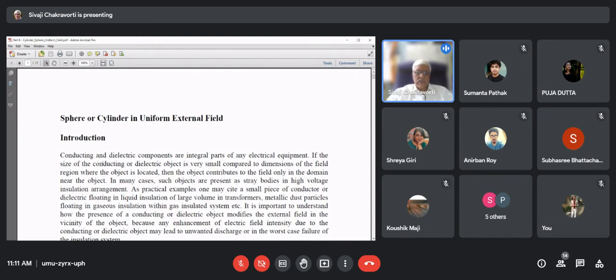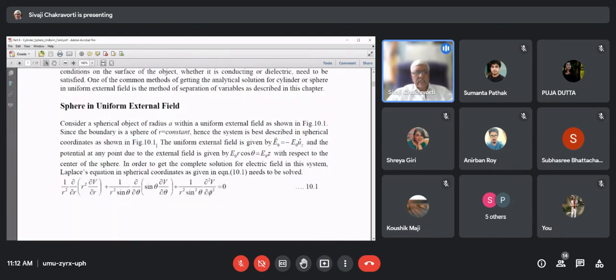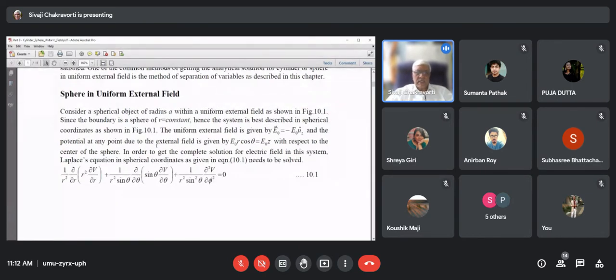Now, in this case, first of all, I will have to write the Laplace's equation in spherical coordinates, not in Cartesian. Now, equation 10.1, which you can see on your screen at the bottom, is Laplace's equation in spherical coordinates. As you probably remember, spherical coordinate is r, theta, phi.